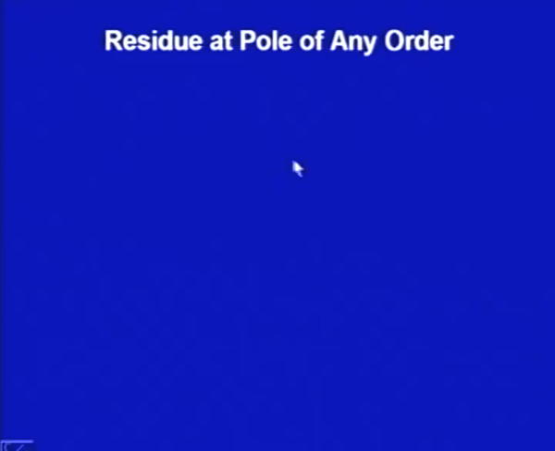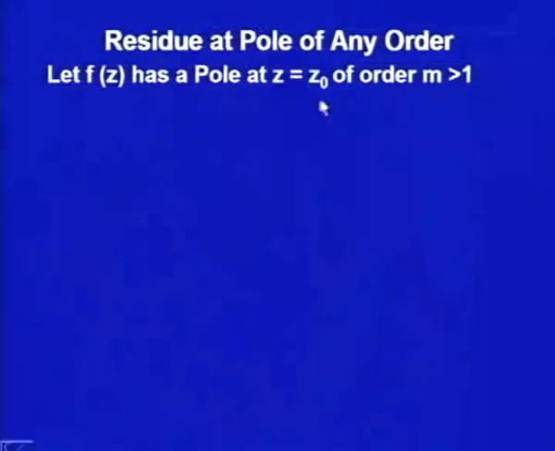Now, if I do have a pole of higher order, higher than 1, so it is not a simple pole, is there a simple method in which I could find out the residue? Of course, now we are going to discuss the method for finding the residue at a pole of any order. So, let f(z) have a pole at z equal to z naught of order m. Certainly, I am taking m strictly greater than 1, it is not for the simple pole.